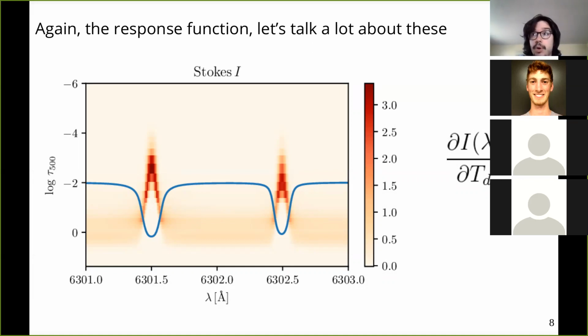That's an important thing. So let's discuss a little bit further what we see on this density plot here. On the x-axis, we see the wavelengths.